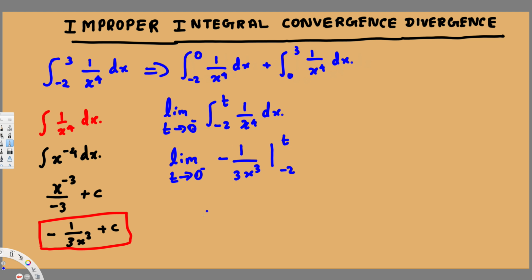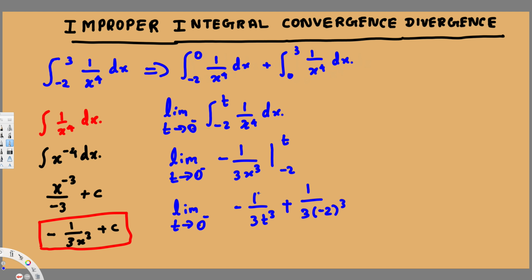Now let's go ahead and plug in the values. So the limit as t approaches 0, we are going to have -1 over 3t cubed minus, and this also minus, right? So minus, that's going to make this one plus, 1 over 3 times -2 cubed.